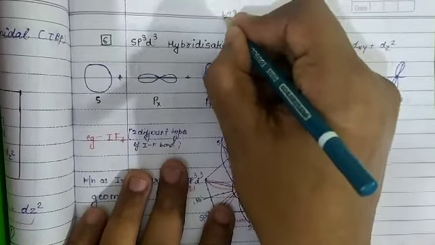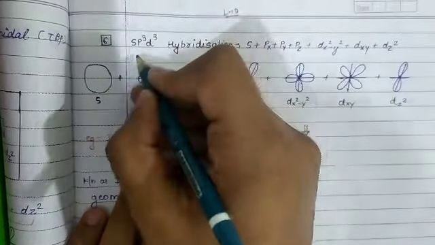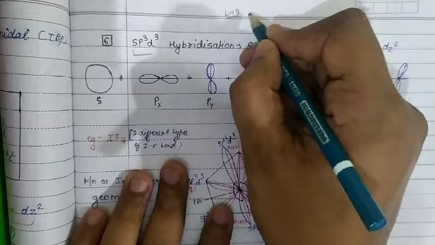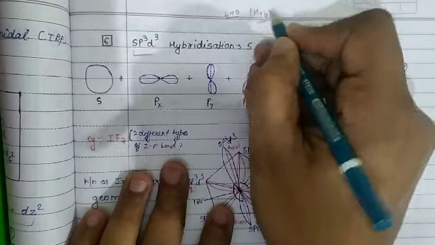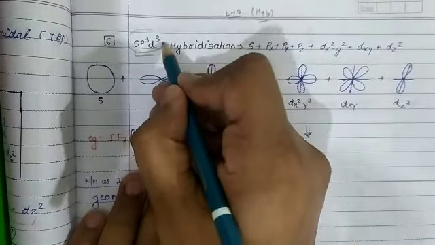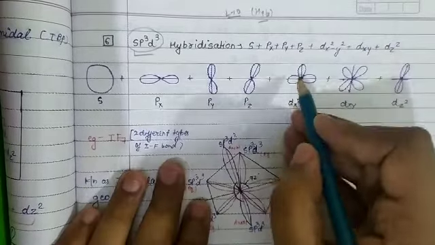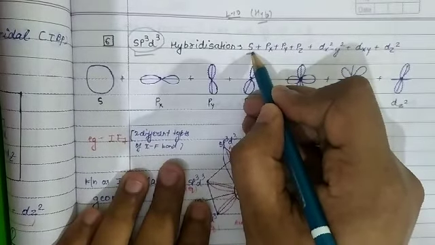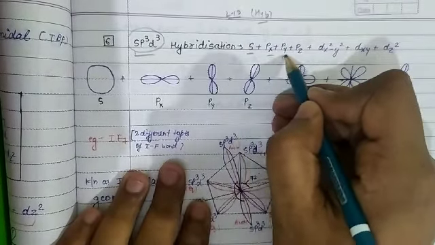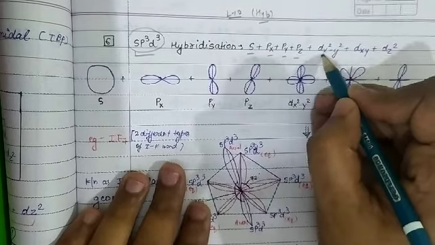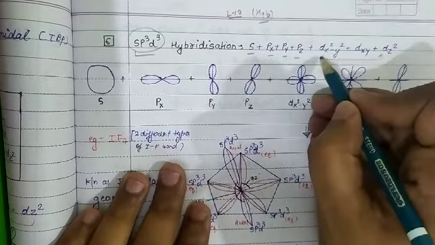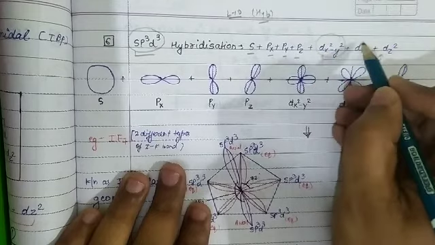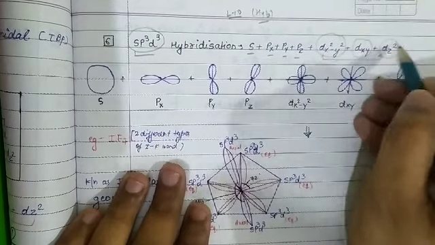Lecture number 10, chemical bonding. Now we discuss some more hybridization. The next hybridization is sp3d3. In sp3d3 hybridization, the s orbital intermixes with px, py, pz, and the d orbitals involved in hybridization are dx square minus y square, dxy, and dz square.